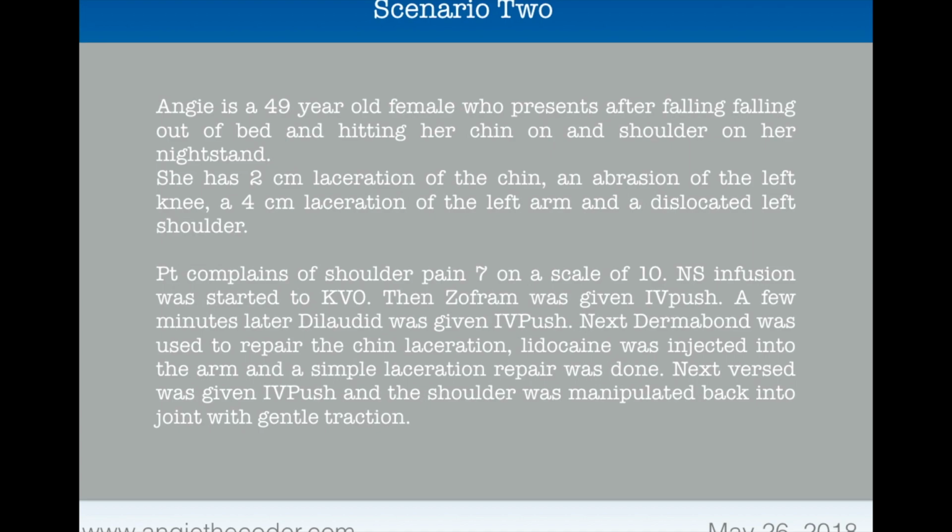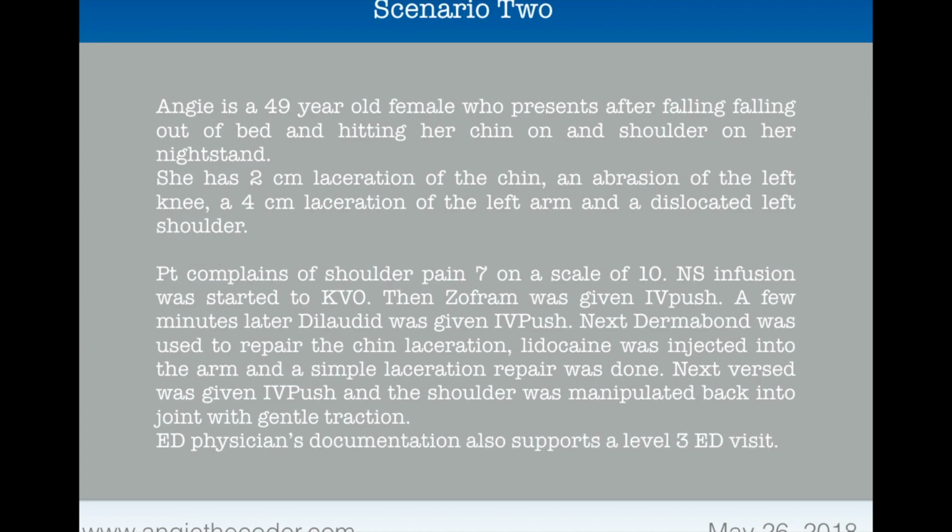They give me a little Versed, and they decide to go ahead and use manipulation to coax my shoulder joint back into place with a little gentle traction. So that's a closed reduction of a dislocated shoulder. So I'm going to let you guys take a look at that note a little bit there, because I don't know, I might have put it on the next slide. Maybe. We're about to find out.